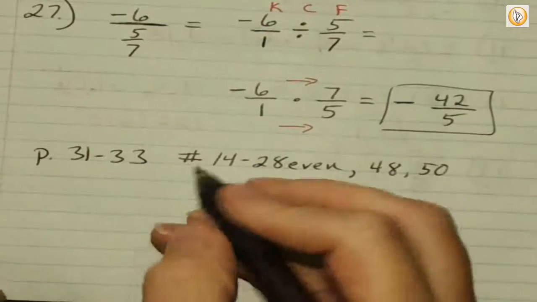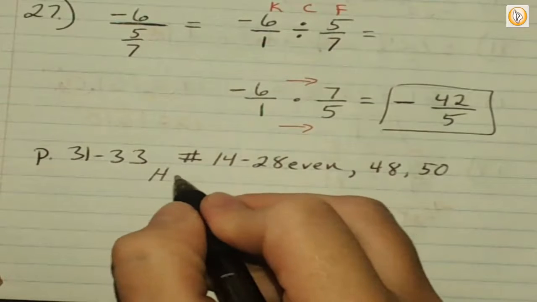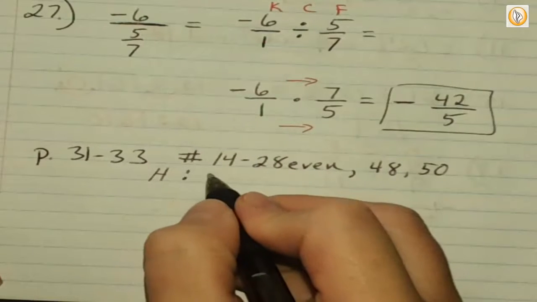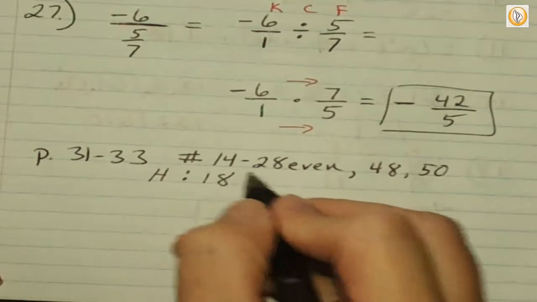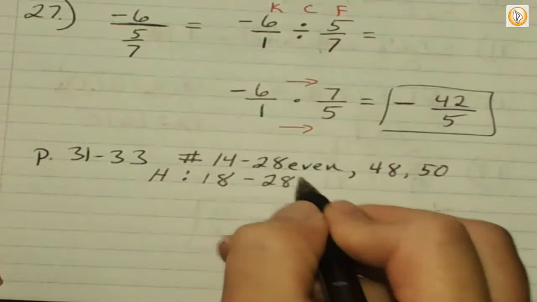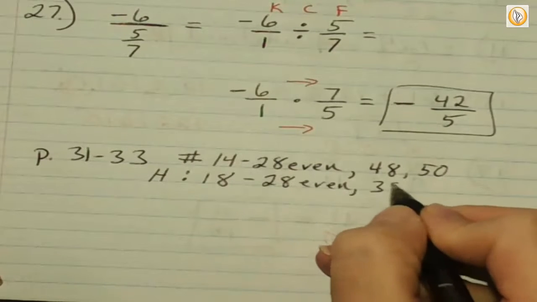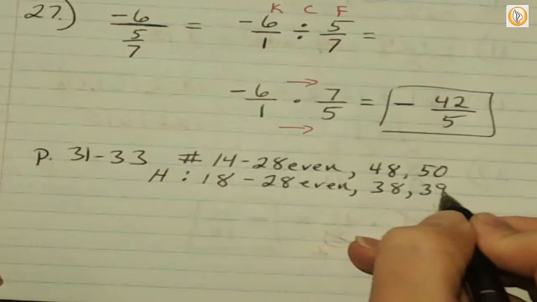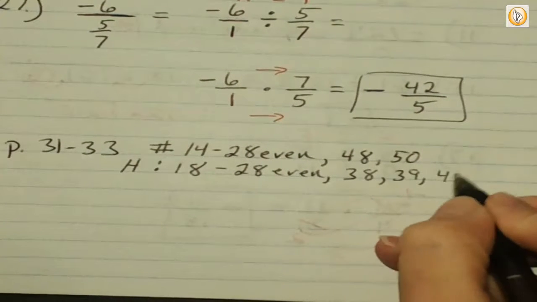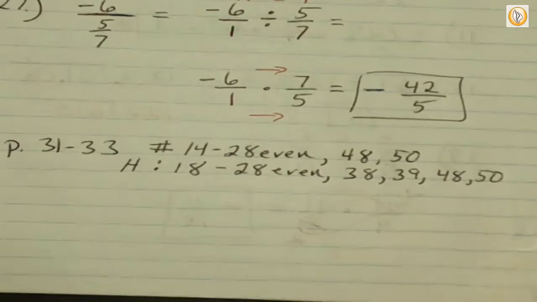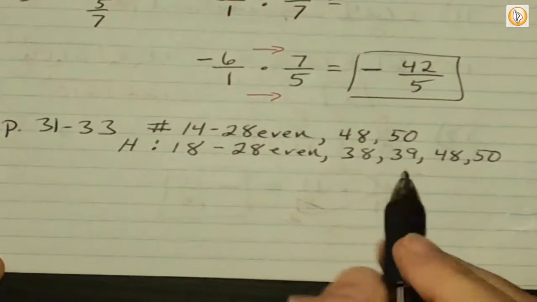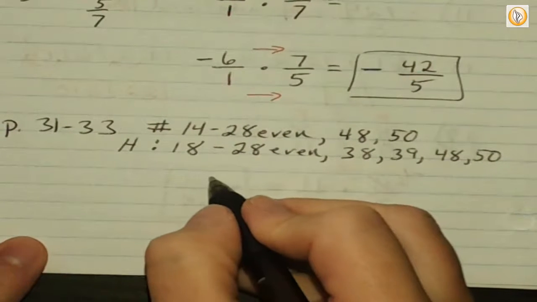Honors, you have 18 through 28 even, plus 38, 39, 48, and 50. So same amount of problems, just threw in some big uglies.